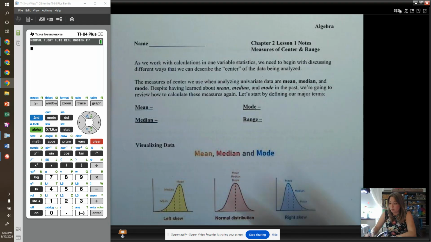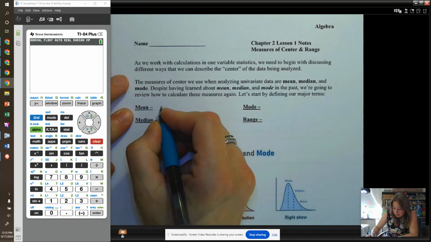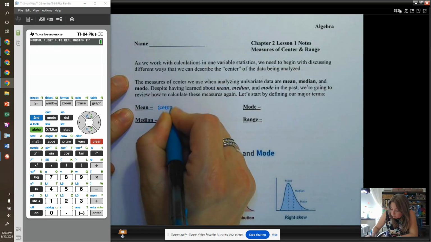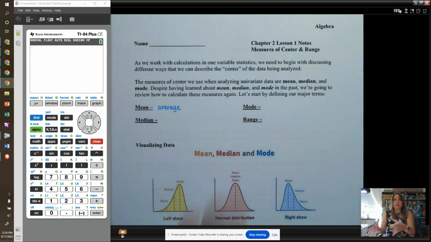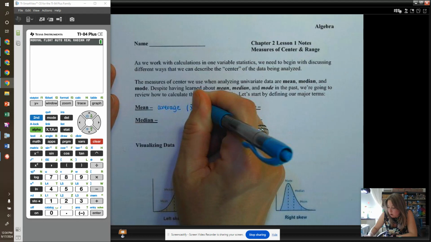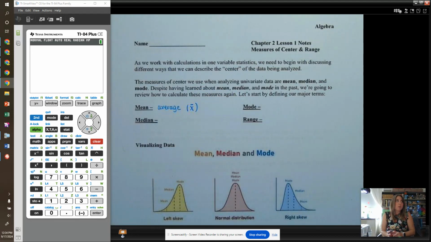So let's start with the mean. The mean is the average. It's when you add up all of your data values and divide by how many data values you had. We're going to call this X bar when we're working with this, because that's going to be our symbol in our graphing calculator.